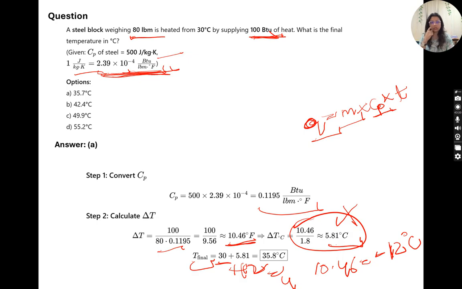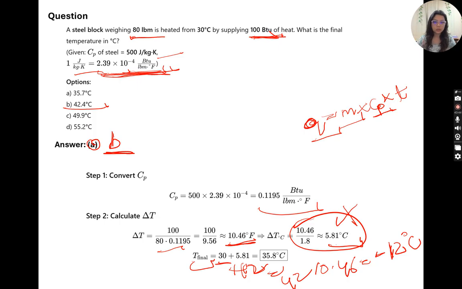Yeah. So the answer we will get is 42. Nearby 42 is option B, which is 42.4. So yeah, your answer is correct. B, 42.4. The answer will be B, 42.4.